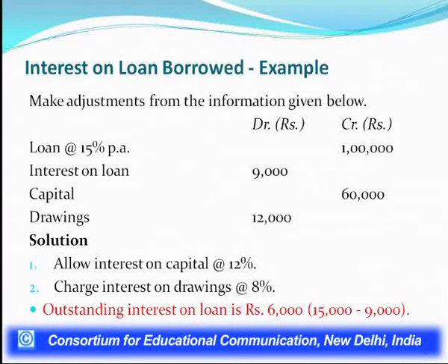We can see all these three adjustments with the help of an example. In this example, we are given the information: loan at 15% per annum, that is 1 lakh, is given on the credit side. Then interest on loan 9,000, it means this is the interest which has been paid by the firm on the loan. Capital is given as 60,000 on the credit side and drawings is given as 12,000 on the debit side. Here only two adjustments are given: allow interest on capital at 12% and charge interest on drawings at 8%.